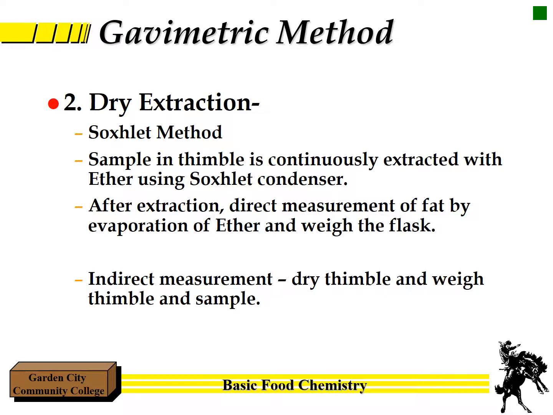The Soxhlet method for dry extraction is where you have a sample in a thimble, and it's continuously extracted with ether using a Soxhlet condenser. After extraction, there's direct measurement of fat by evaporation of the ether, and then basically it's weighed. An indirect method is where you would weigh the dry thimble, and then weigh the sample afterwards. The method of seed, which is very similar to this, is where it's boiled in ether. So you would have a sample in a little pack, and then it's boiled in ether, and you'd weigh it before, weigh it afterward, and the ether would extract the fat out of it. So very similar to this, even though it's dry.